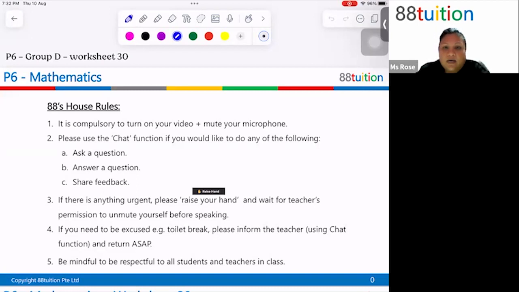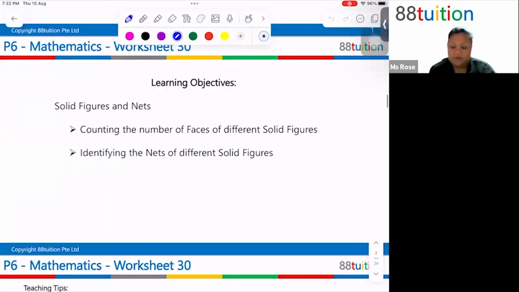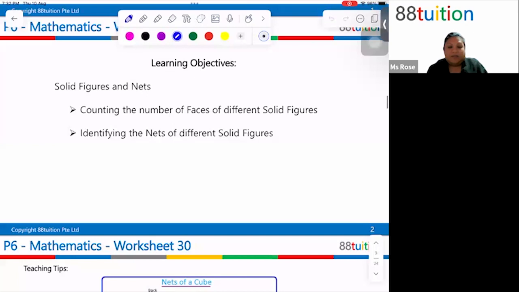All right, I am going to start the questions now. Most of you got numbers 2 and 4 correct. But I'm going to go through them. Before that, let's do a recap or a revision of what nets are all about.